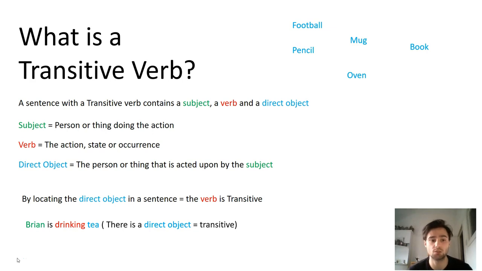We've highlighted the subject, verb, and direct object. So Brian is the subject, so he's the person or thing doing the action. The action itself, the verb, is drinking. And as we can see, there is a direct object. The direct object is tea. So that's the thing that Brian's acting upon. So Brian is drinking tea. So there is a direct object, so we can tell that the verb used in this example is transitive. When compared to Brian is drinking, there is no direct object here. So we can tell that this particular verb is intransitive.